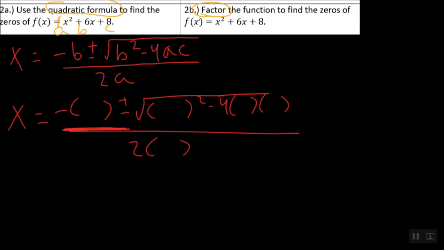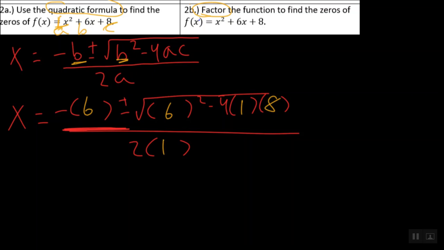When we say all over, we're saying that everything on top is over that 2a. Okay, so let's go ahead and plug in everything. I know that my a value is, well, here, I'm sorry. We start with b, and our b value is 6. We have another b, which is 6. My a value is 1, and my c value is 8. And lastly, we have another a value, which is 1.